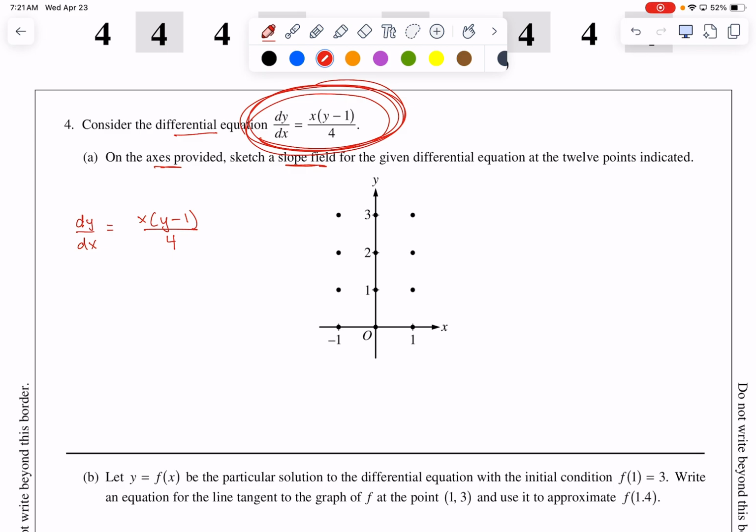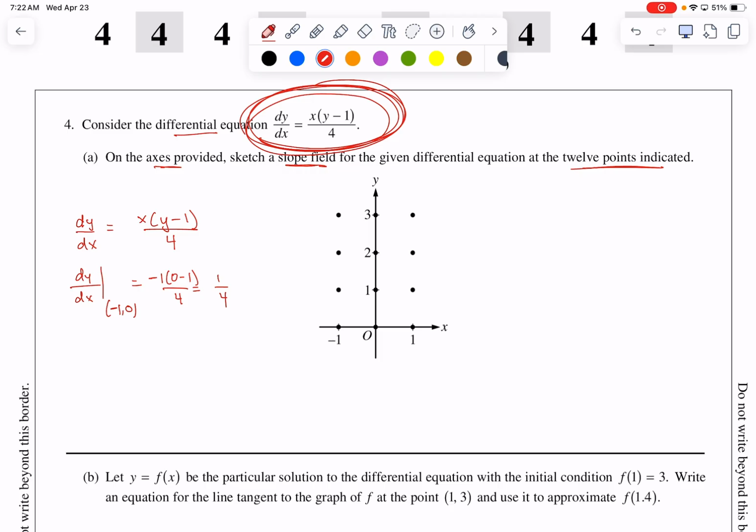But what I'm going to do is use the 12 points. So for example, let's just start with negative 1, 0. If I plug into dy/dx, and you don't even have to show this work, you can just do it in your head. At negative 1, 0, I just want to figure out what that slope is going to be. So it's going to be negative 1 times (0 minus 1) over 4, which is going to give you negative 1 times negative 1 on top, which is 1/4. So what you're going to do is make a positive slope that is not very steep. You've got to make it look like you're going up 1, right 4.